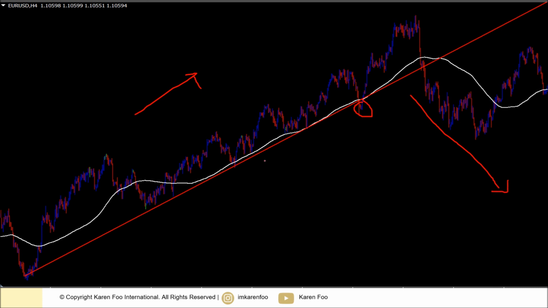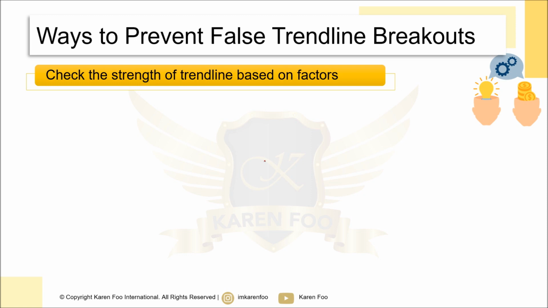Okay? So there are a couple of ways that you can spot a false breakout. Example, check the strength of the trend line based on the factors I taught you earlier. For example, a very steep trend line. You already know by now that a steep trend line is not that strong, and you know that trend lines that are very steep, they are not that sustainable. And when the price breaks the very steep trend line, very often times you see the price go sideways.